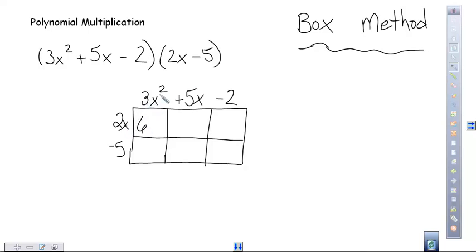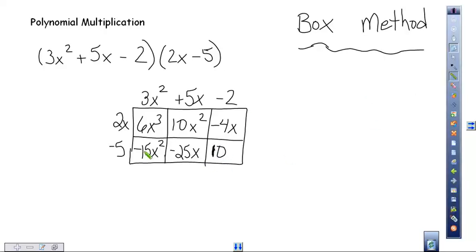3 times 2 is 6. Don't forget, x times x squared, when you multiply like variables, you add their exponents. So that's going to be x cubed. 2 times 5 is 10, and x times x is x squared. 2 times negative 2 is negative 4, and we still have the x. 3 times negative 5 is negative 15x squared, negative 25x, and then negative times negative is positive 10.